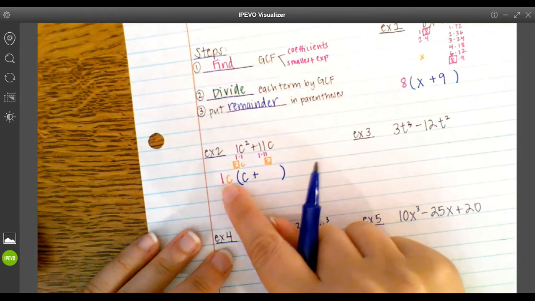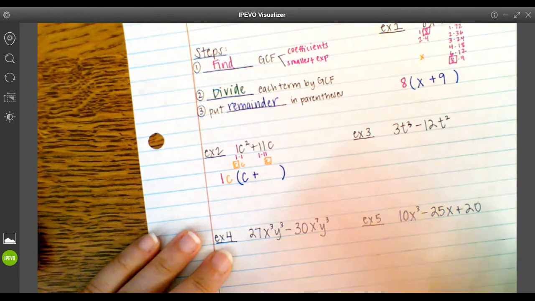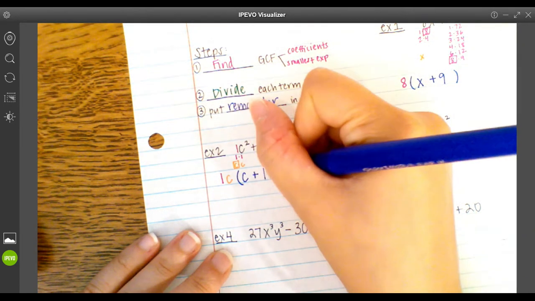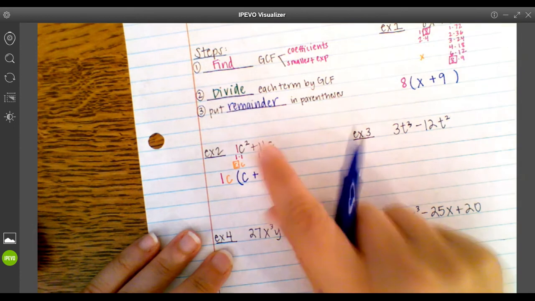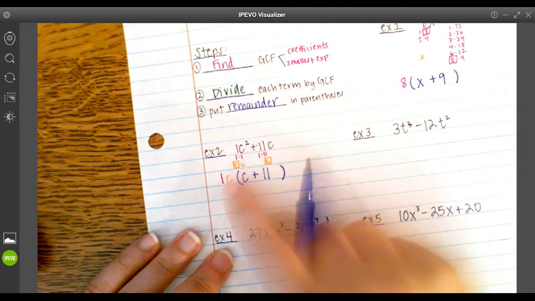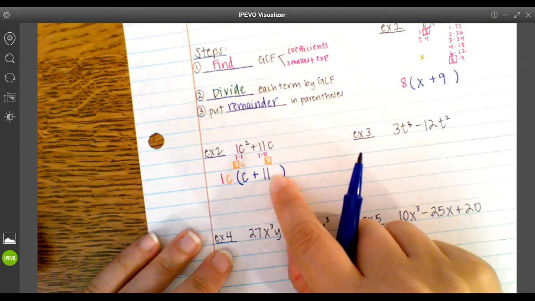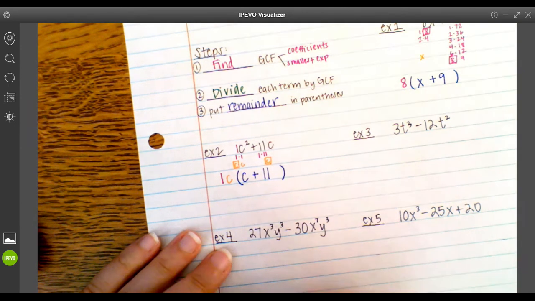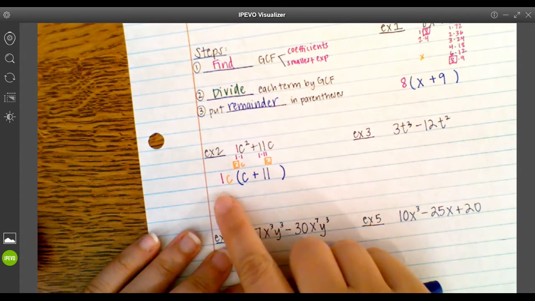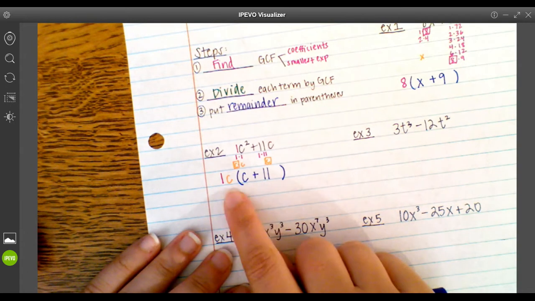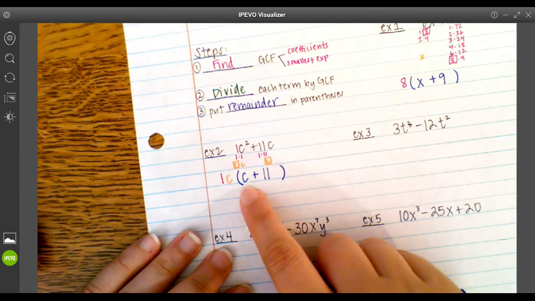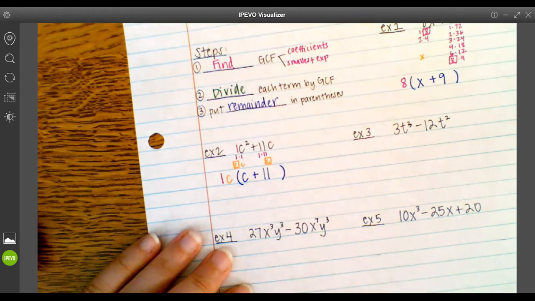Plus, if I pull a 1 out of 11 or divide 11 by 1, I end up just getting 11 back, and you already took out the C. So there is no C at the end of your remainder. Guys, you have completely factored. So 1C with a remainder of C plus 11 left.